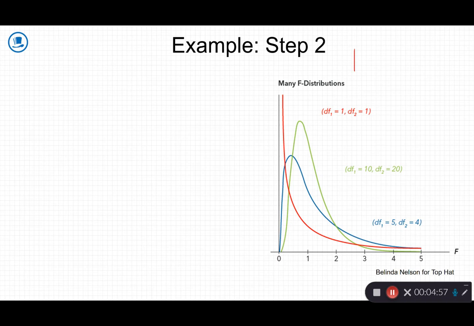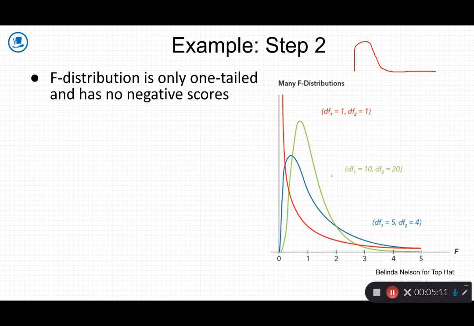Right? They have this shape where they're kind of humped up near the y-axis, and then they run out long on the x-axis. The ANOVA F distribution is a one-tailed distribution. There are no negative scores with F ratios. And that makes sense. Remember, we're dealing with variances, and variances are always positive.